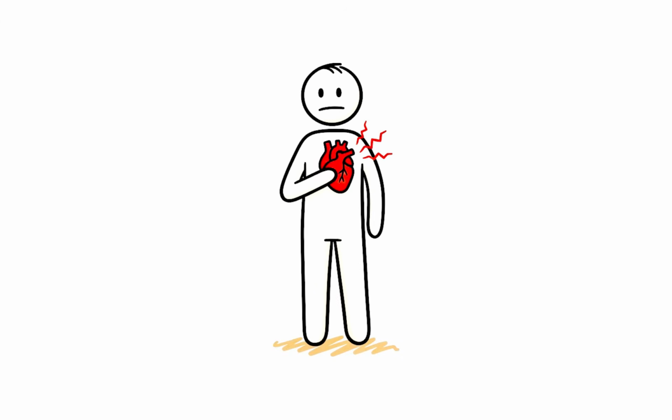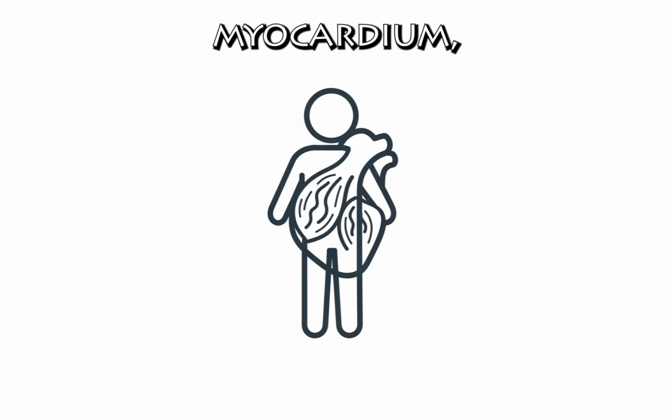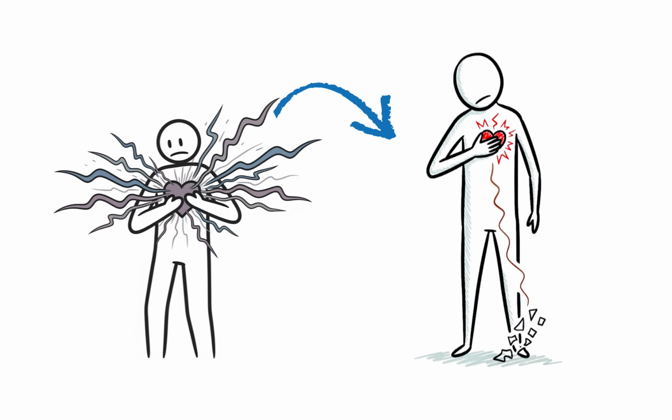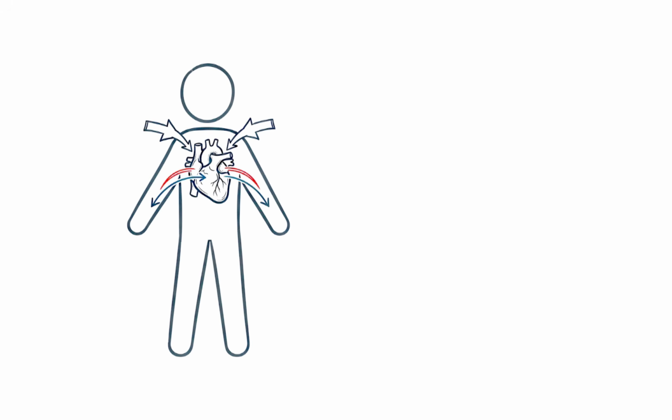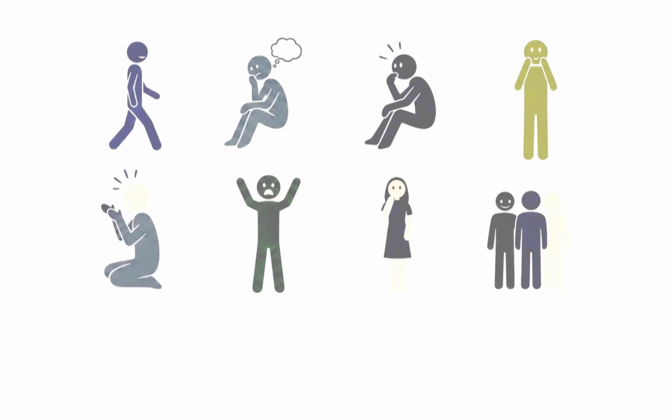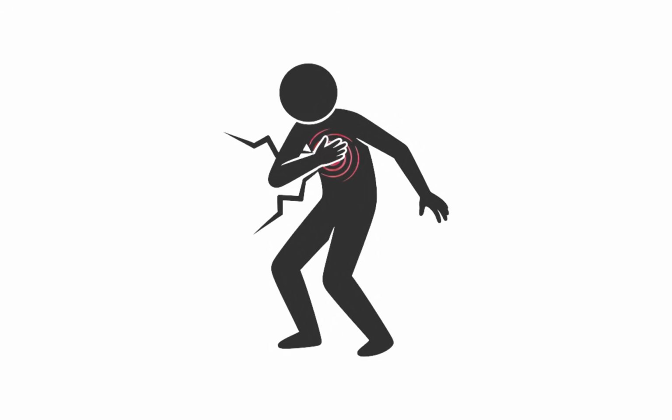Myocarditis is a condition in which the heart muscle, called the myocardium, becomes inflamed. This inflammation interferes with the heart's ability to contract and pump blood effectively. The condition can be mild and resolve on its own, or it can be severe and rapidly life-threatening.